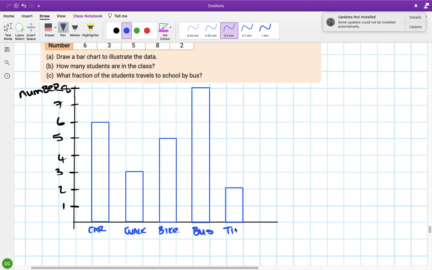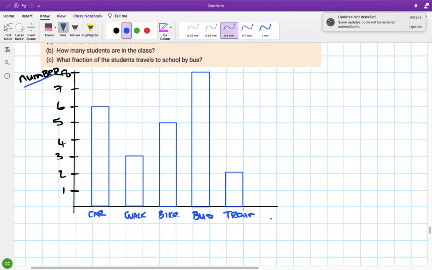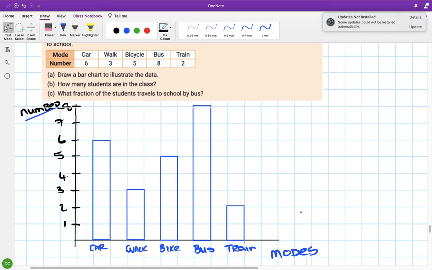So train. All right. So gaps before and after every bar. The bars must be the same width as each other, and the gaps must be the same width as each other. You also must label your axes. So I've told you that on the y-axis I have the numbers, and on the x-axis I have the modes of transport. So how many students are in the class?